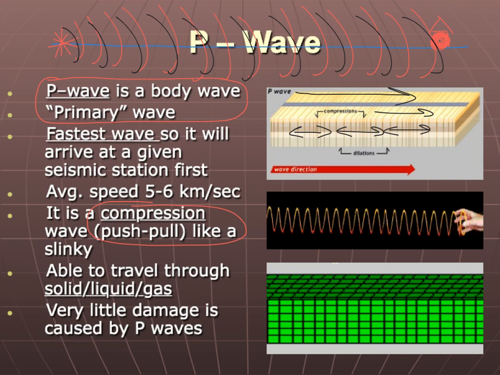P waves, because of the nature of their motion, this push-pull, compression waves, are able to travel through solids, liquids, and gases. All in all, very little damage is caused by P waves in and of themselves. Okay? So remember that. There's a lot on this slide. P waves are primary. They're push-pull. They're the absolute fastest at about 5.5 kilometers per second, and they can travel through all mediums, solid, liquid, and gas.